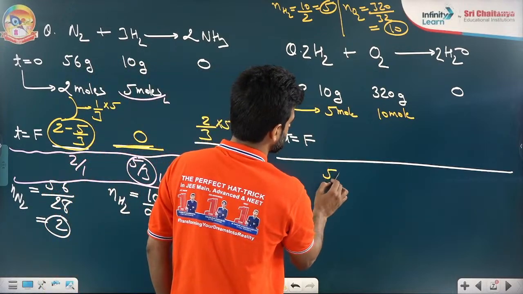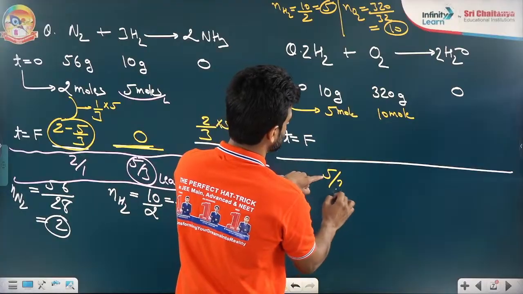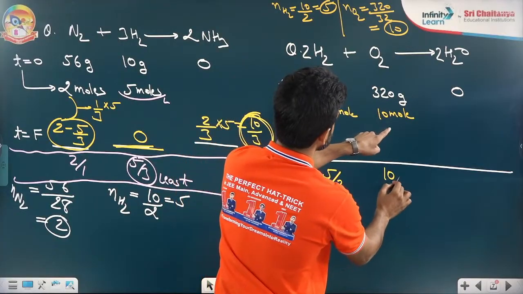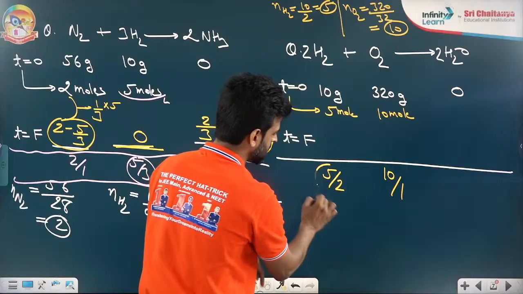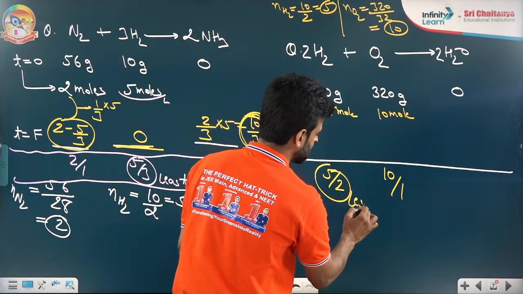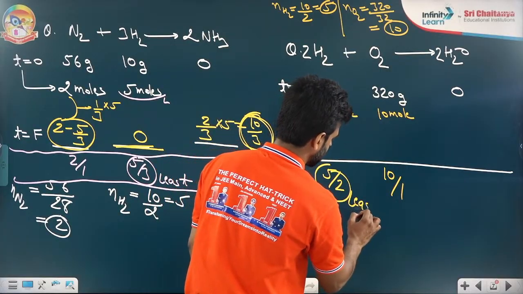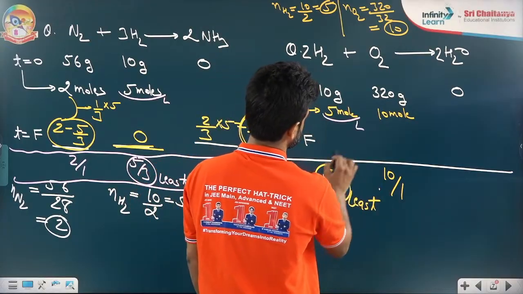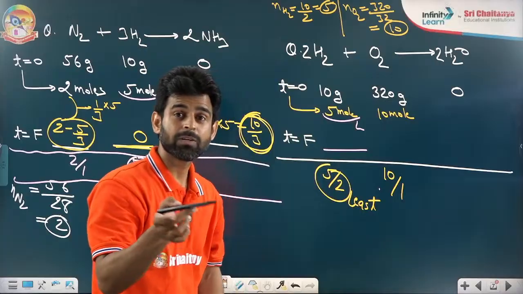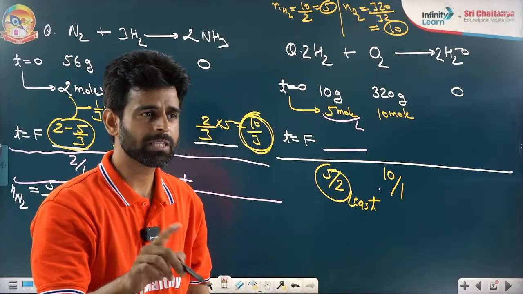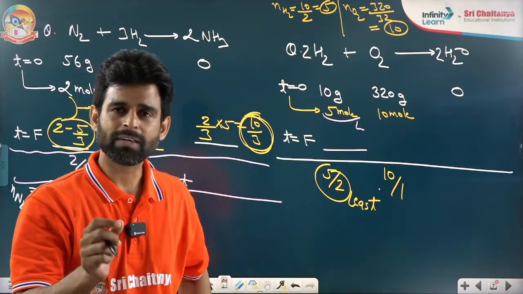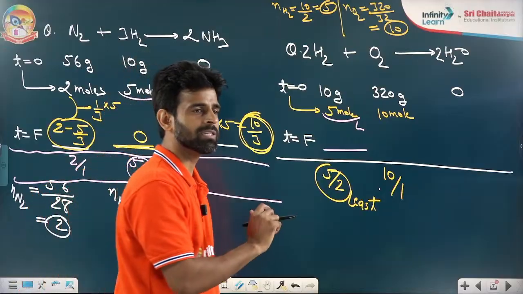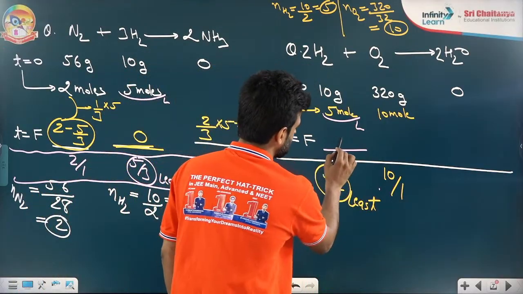How do we decide? 5 moles given, 5 divided by coefficient 2, and 10 divided by coefficient 1. Yes, 5 by 2 is the small number, the least number. It tells us that it is our limiting reactant. Now we know that the limiting reactant becomes 0 in the end.